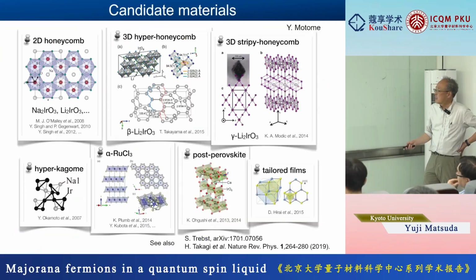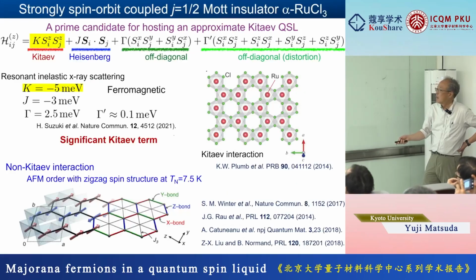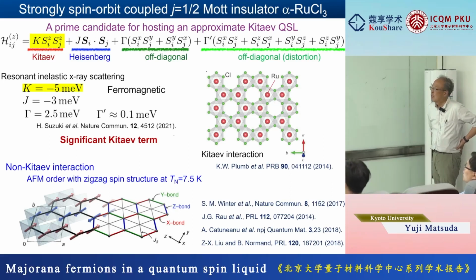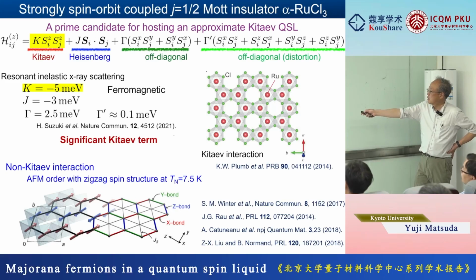So actually, there are several candidate materials of the Kitaev interaction. Mainly iridium compounds and ruthenium compounds. Today, I mainly discuss this alpha-RuCl3. This material is a prime candidate for the Kitaev quantum spin liquid. It is a strong spin-orbit coupled J=1/2 Mott insulator. This material has a honeycomb lattice of spin-1/2 ruthenium.